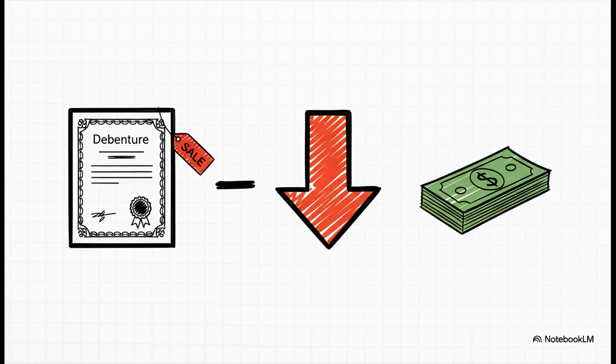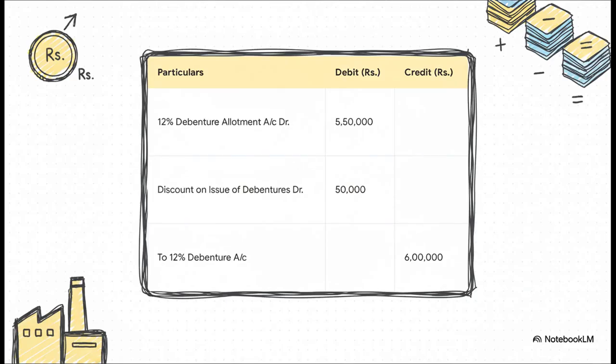And finally, we have discount. This is kind of like a sale. The company offers its debentures for less than the face value to attract investors. So, a 100 rupee debenture might be sold for 95. This is, of course, a loss for the company. And this brilliantly shows how we record a loss. The discount on issue of debentures account is debited. Why? Because all losses and expenses are debited. You have to remember the golden rules of accounting, beta.